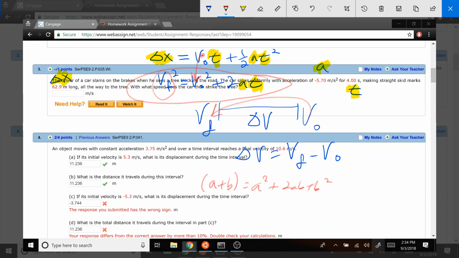or, let's see how this sort of comes out. Or, one more step. V naught equals 2, nope, delta X over T.